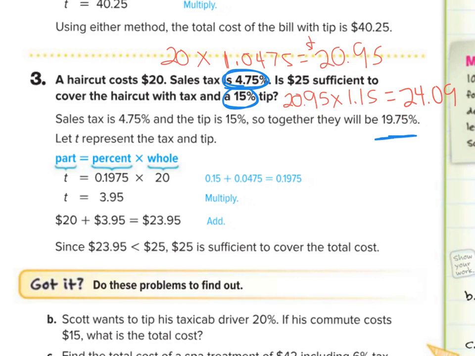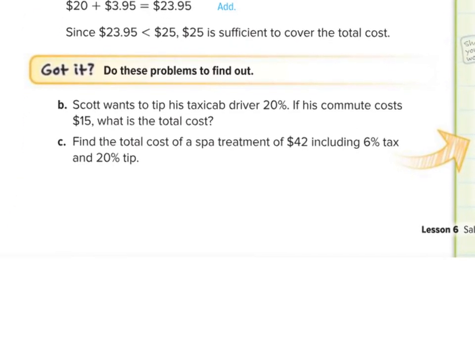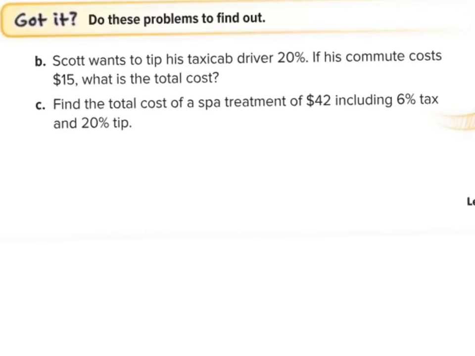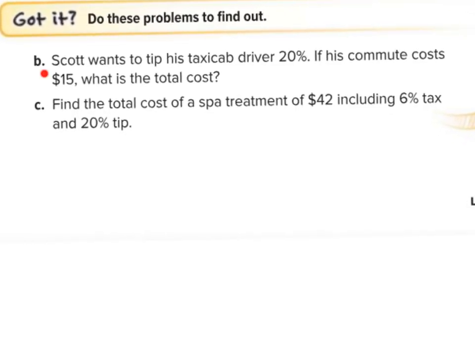Okay, so we would do it separately, while here, they just added both together. Okay, let's just take a look at B and C here. We'll read it together, and then I want you to pause the video and try it on your own.